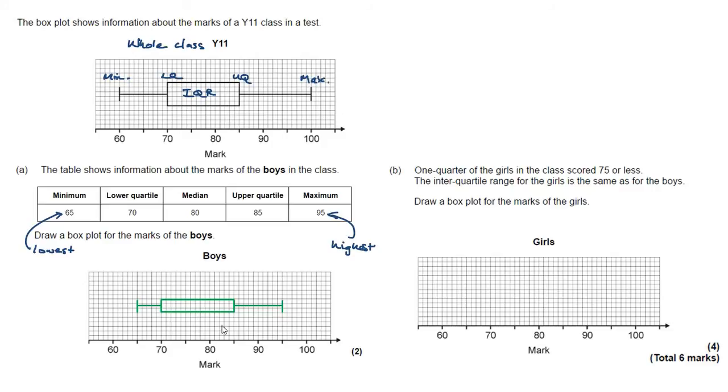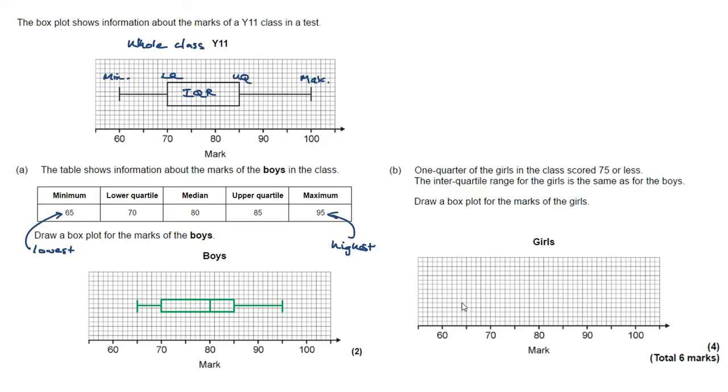That's complete. But because they give us the median, I guess they might want that plotted as well. So we're going to plot the median. So we go to 80 and draw a line down here. Okay. So that completes the box plot for the boys.